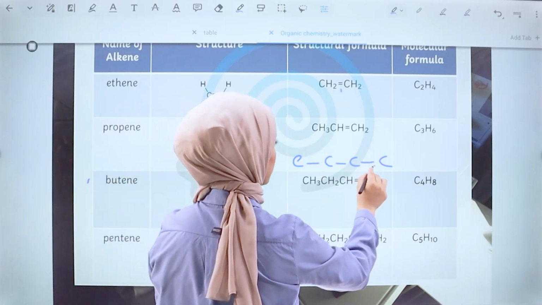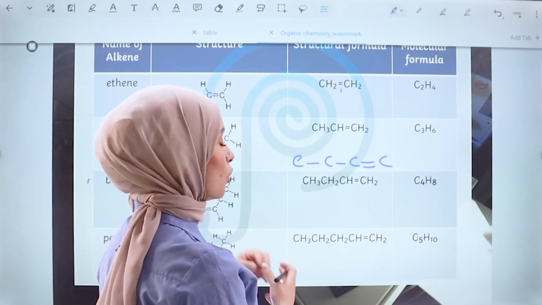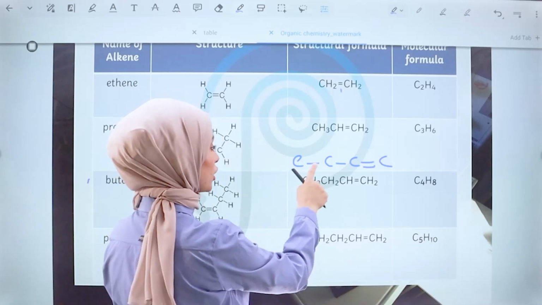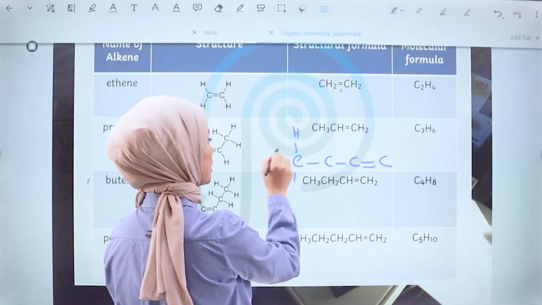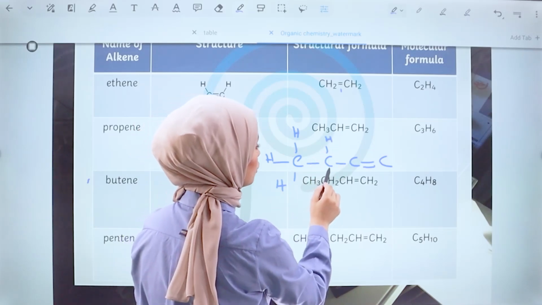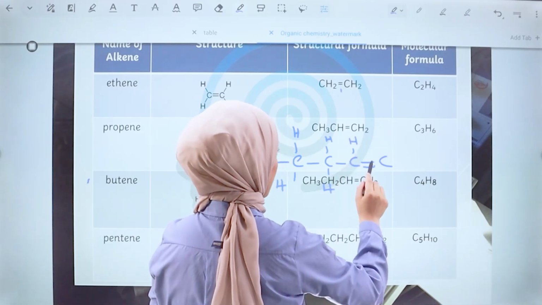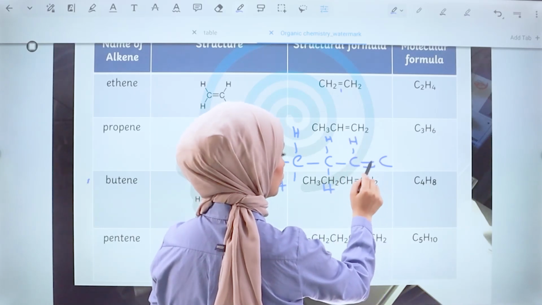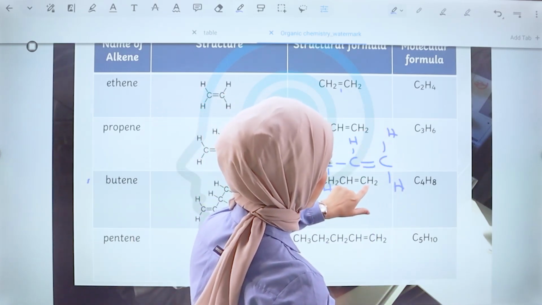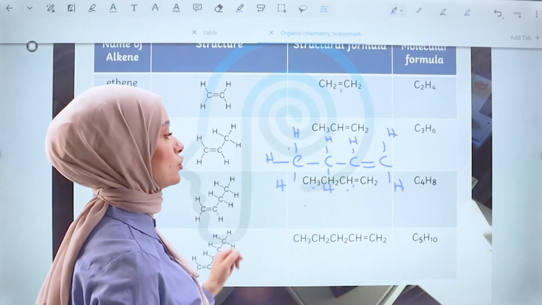I will draw it first here, for example, and then I will put the hydrogens in order to make sure all the carbons are surrounded by 4 bonds. For this carbon, I have only 1 bond, so I will put another 3 bonds. This carbon has 2 bonds, so I will put 2 more. This carbon has 3, so I will put only 1. This carbon has only 2, so I will put another 2. So I end with CH2 double bond CH, then CH2, then CH3. This is the structural formula.